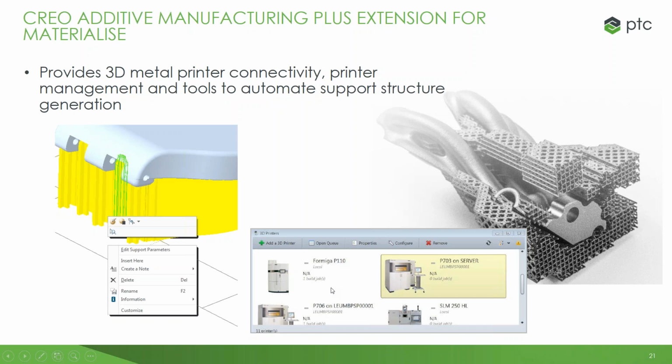Also with this tool, we have tools to automate support structure generation. And that's going to allow you to really utilize all the new capabilities and innovation that the new 3D printing world can provide. So with this extension alone, you're going to be able to manage, track, store, and reuse all of your print jobs right within Creo. And this is going to save you time and money, which is very essential throughout the design process.